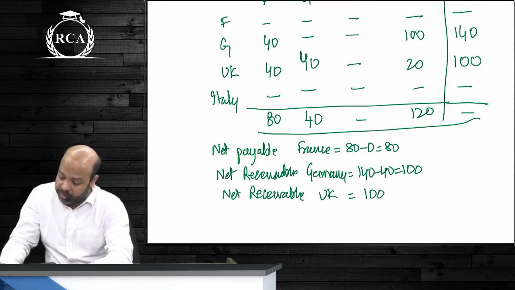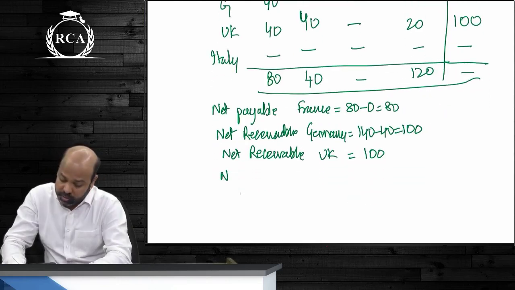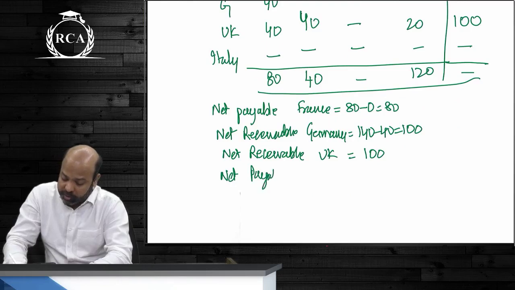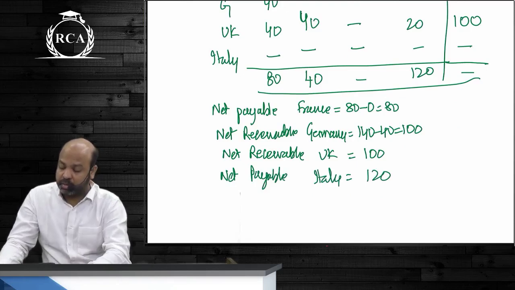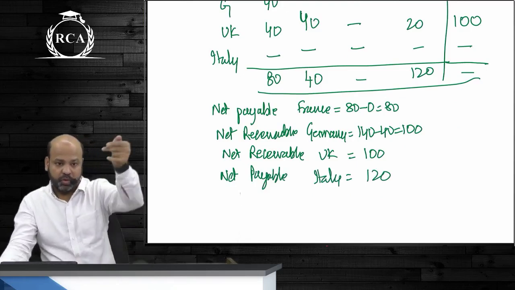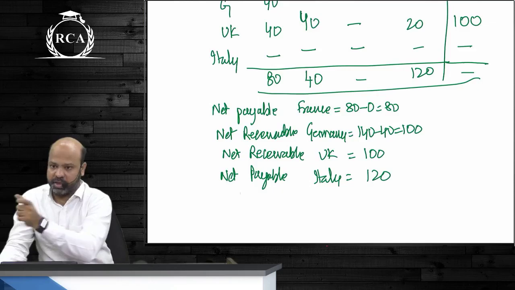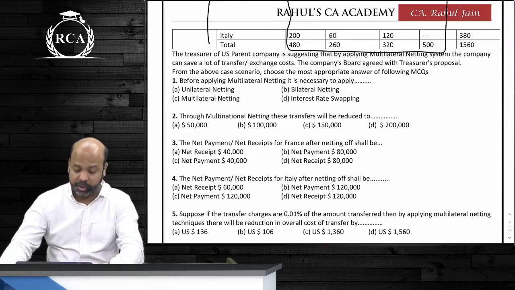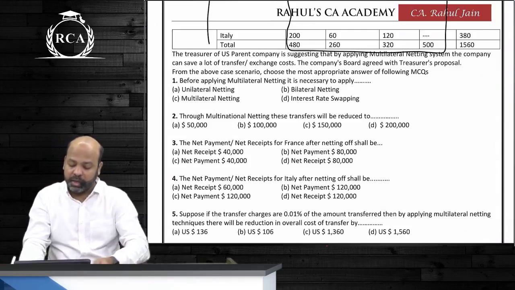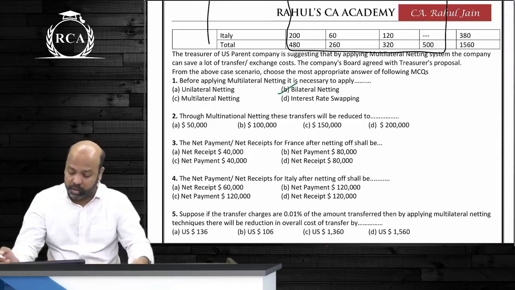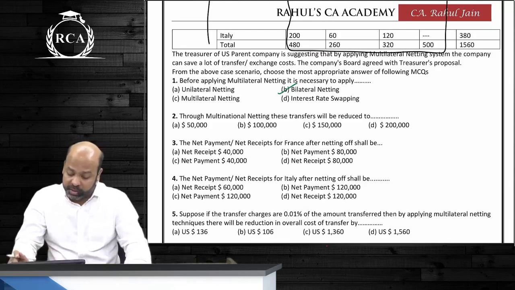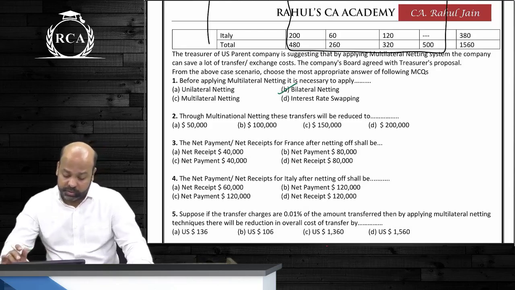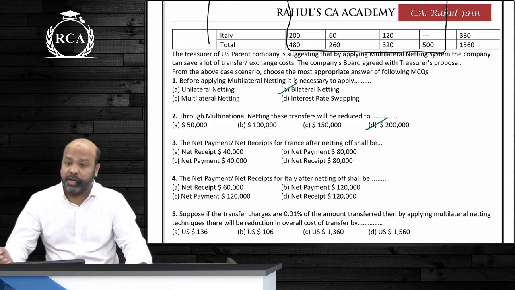100. Italy, guys, net payable for Italy is 120. It doesn't have to receive anything. So what is the final amount that they have to exchange? Only 200. There's a payable of 200, there's a receipt of 200. Now have a look at the question once more, you will write this in detail. Before applying multilateral netting, it is necessary to apply bilateral netting. Through multilateral netting, guys, these transfers will be reduced to 200,000. Did we not get 200,000?